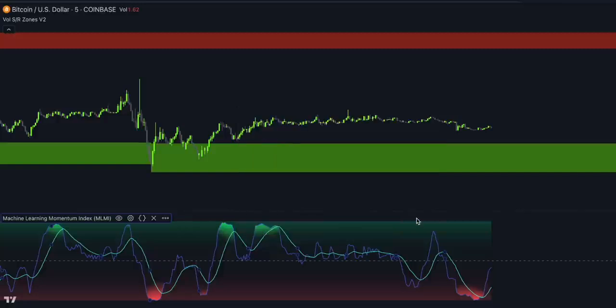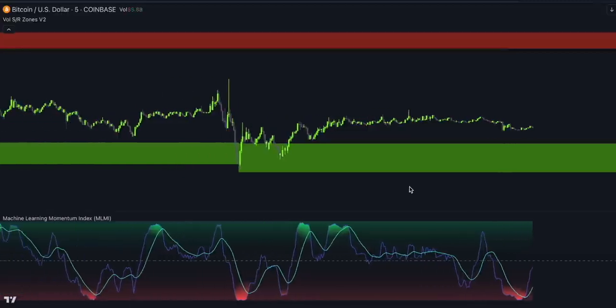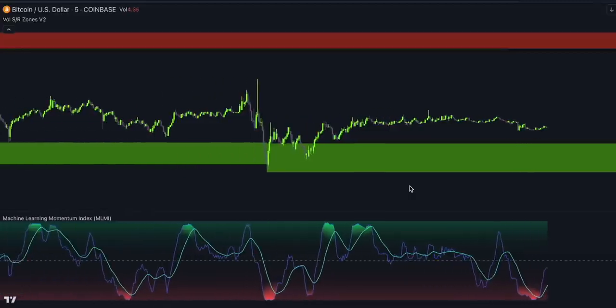Before I proceed with explaining the strategy's logic, it is worth mentioning that this method works well in short time frames like 5, 15, and 30 minutes. It is suitable for trading Bitcoin, Ethereum, major Forex pairs, and stocks.